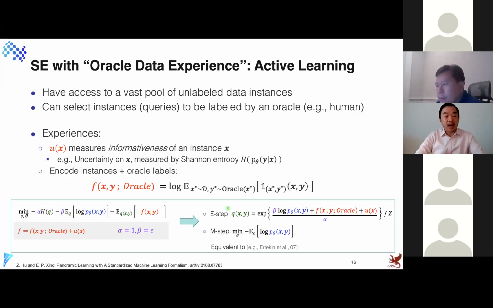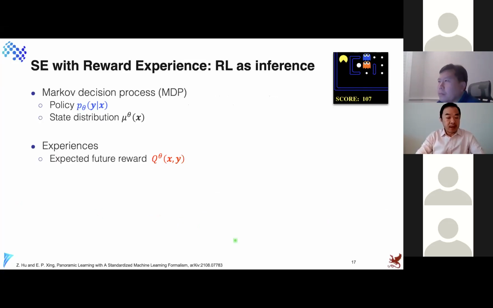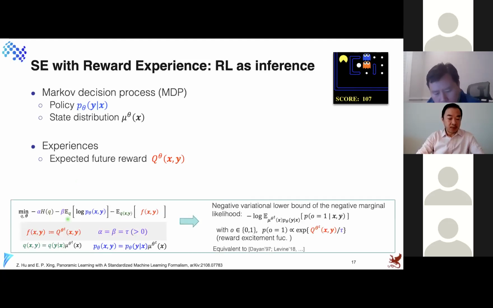You can go further and plug in a reward experience. As we know, in reinforcement learning, our goal is to learn a policy, which is the conditional distribution of the action given the states. This is a little bit different from maximum likelihood learning. And you also begin with a state distribution mu. Now we can plug in the reward function under a given environment and action, and also introduce both the state distribution and the policy distribution into our formulation of the auxiliary Q function, and then plug them back into the standard model. You will arrive at an optimization algorithm which looks identical to the RL as inference algorithm introduced by Dayan and others.